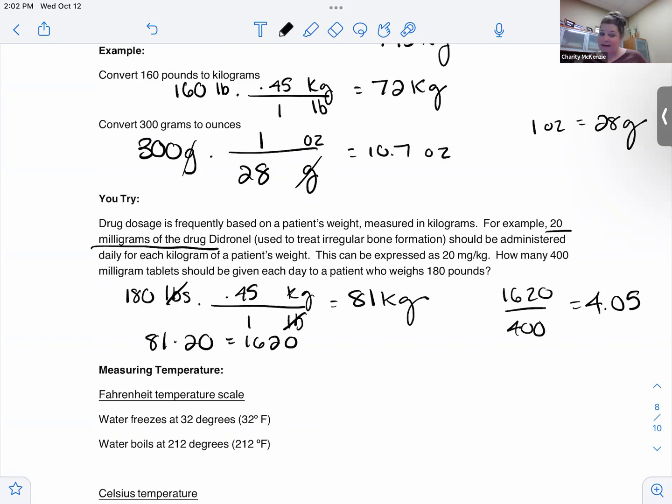I don't want to give them too much. I'd rather give them a little bit less. So go with 4 tablets.